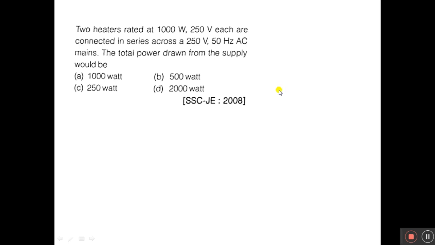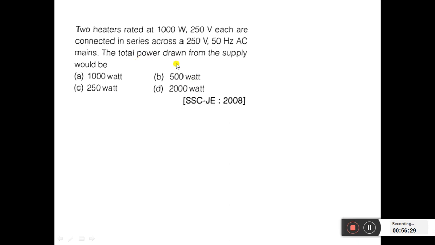Next one, this is also a Staff Selection Commission Junior Engineer 2008 question. Two resistors rated 1000 watt, 250 volt, each are connected in series across 250 volt 50 Hz AC mains. The total power drawn from the supply would be 1000 watt, 500 watt, 250 watt or 2000 watt.